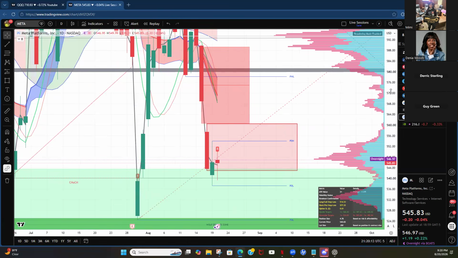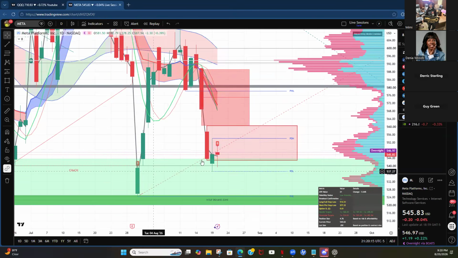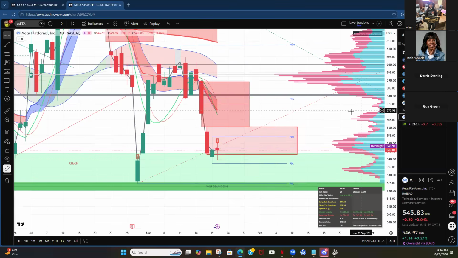Any questions on that? So yes, I keep saying look at Meta, and I want 520, but I'm not gonna miss out on money if we gap up. I'm gonna say outside too.